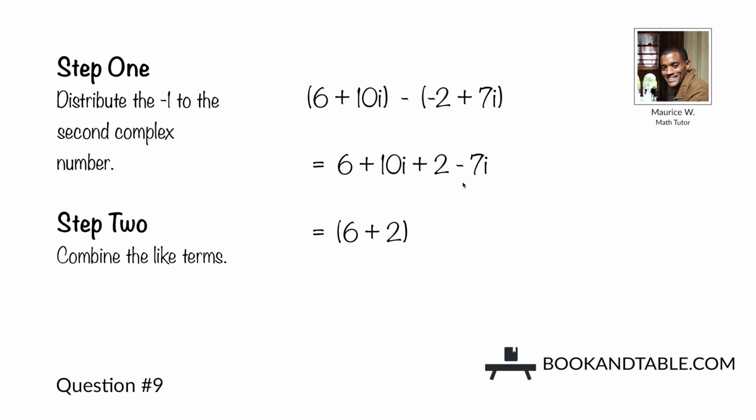And now we'll want to combine our like terms. So our real numbers, we have 6 plus 2. And our imaginary numbers, we have 10i minus 7i. We are going to add these sums because we've already distributed our negative 1 for subtraction. So we do not need to put a negative 1 here. 6 plus 2 would give us 8, and 10i minus 7i gives us 3i. So the difference of 6 plus 10i minus negative 2 plus 7i is equal to 8 plus 3i.